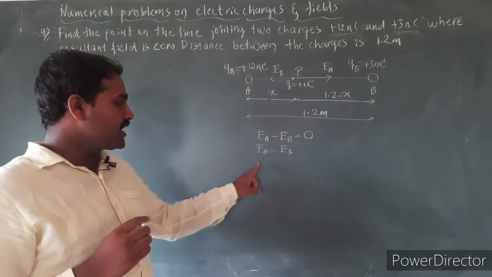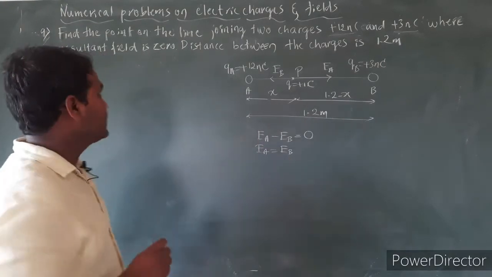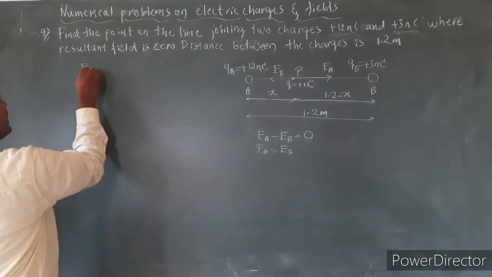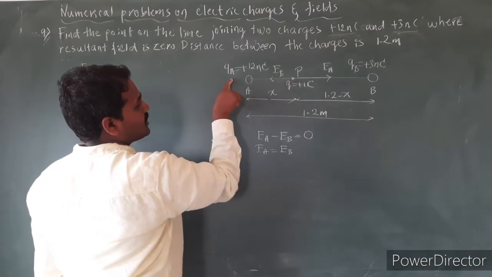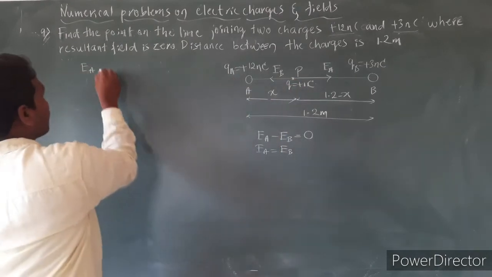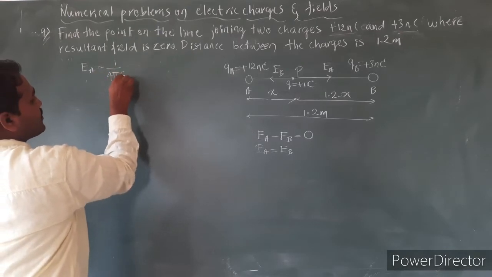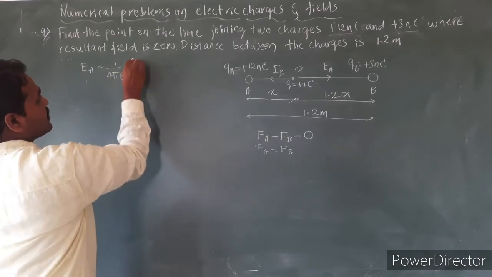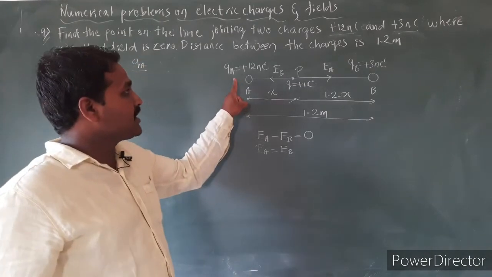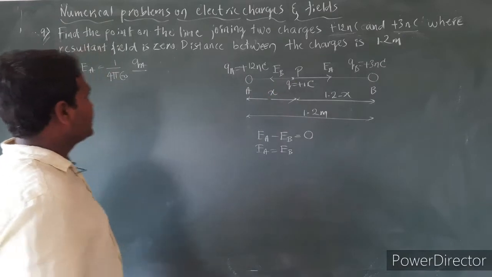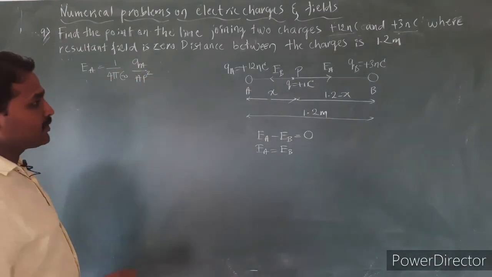Then separately we shall write down the magnitudes of EA and EB. EA is the electric field at point P because of source charge QA. I have the formula EA is equal to 1 divided by 4 pi epsilon naught times the magnitude of the source charge QA, divided by the distance between charge QA and point P, that is AP square.